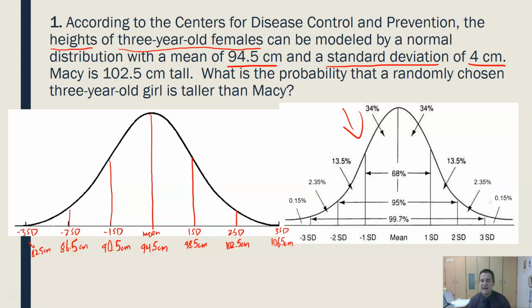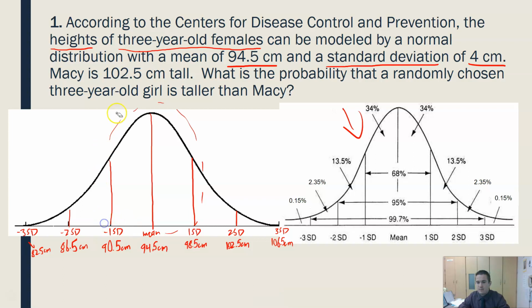So you can already kind of see that most of the 3-year-old females are probably going to be in this range, between 90.5 centimeters and 98.5 centimeters. Fewer kids are going to be a lot taller than that or a lot shorter than that.